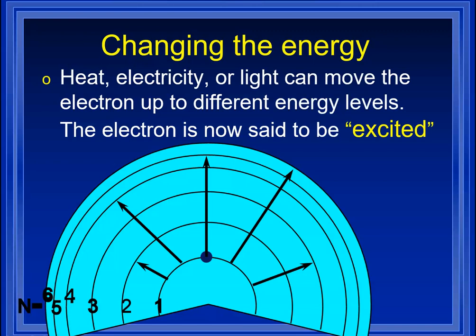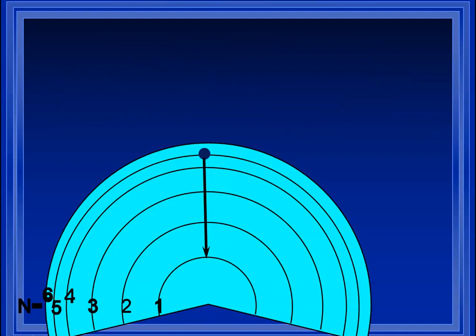When it's jumping out, it's called excited. It gets excited because we've shot electricity through it. Just like if I were to shoot you with electricity, you would jump, right? So the electrons jump from their ground state, and then they fall back down.